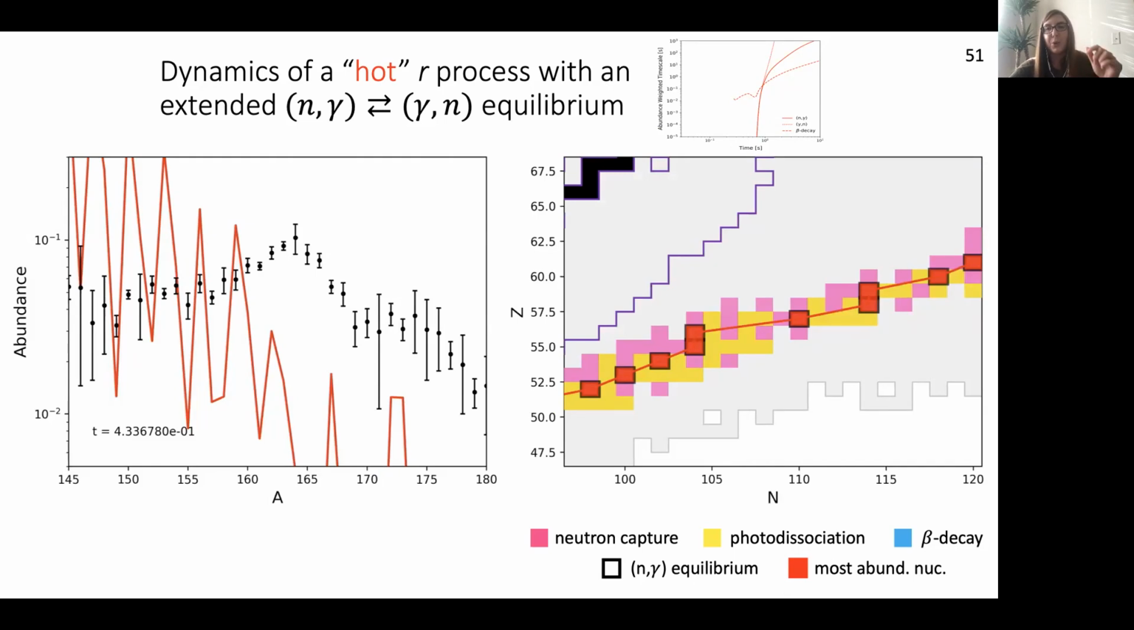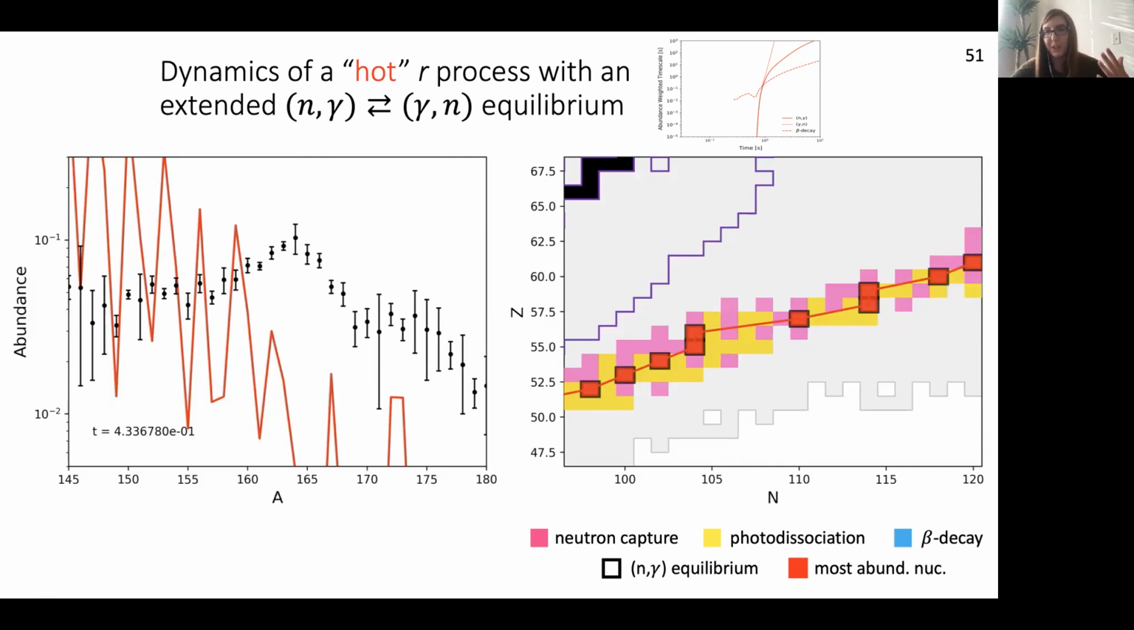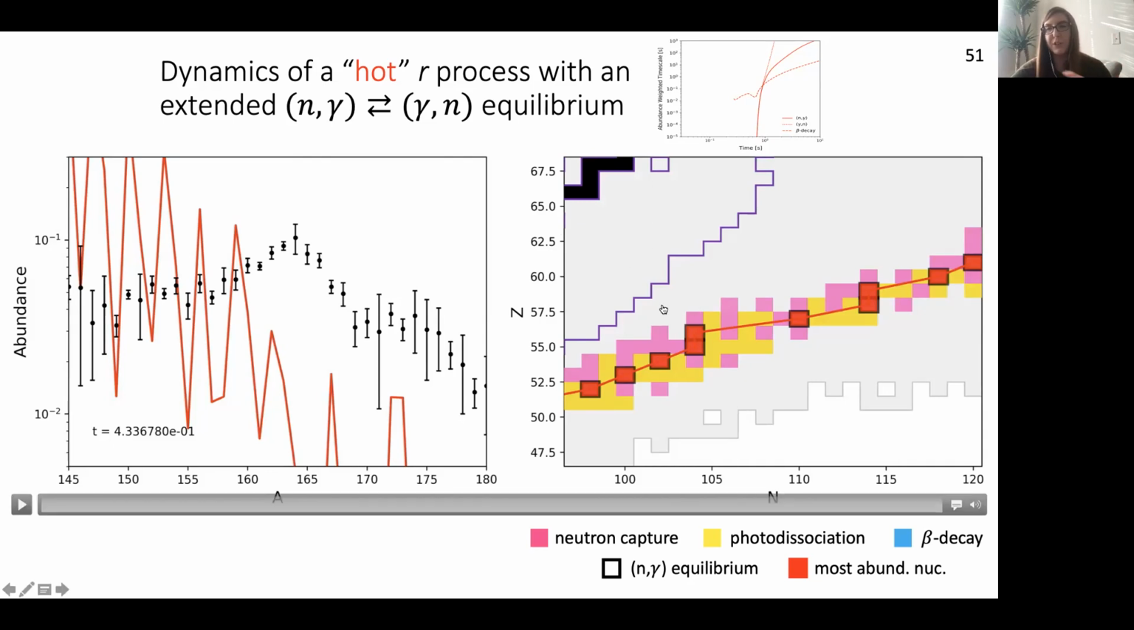So this is going to show us explicitly how well (n,γ)-(γ,n) equilibrium is holding and for how long it's holding for this type of case. The purple, by the way, is just where we have beta decay information. It's not important for this particular exercise in trying to understand what's happening here. And on the left, we're going to watch the evolution of the abundances. So let's go ahead and play it.